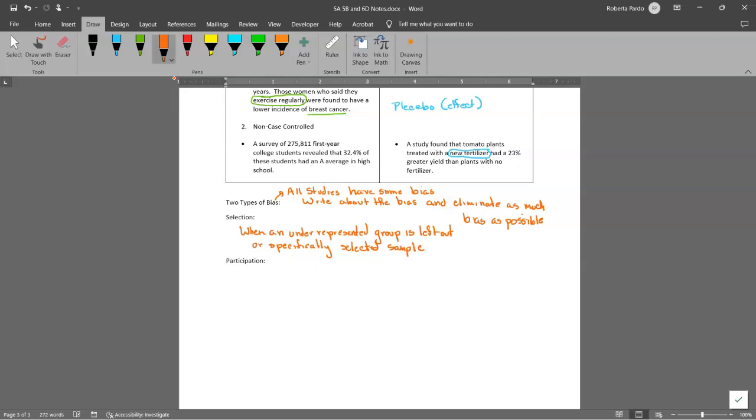And then participation bias, a lot of times you'll see these in random polling, especially with social media when they will ask what your opinion about certain things is, depending on what social media you might be on. So participation bias is simply those people that choose to. If you choose to participate, that is participation bias, where only those people that are choosing to participate would be in that particular sample.